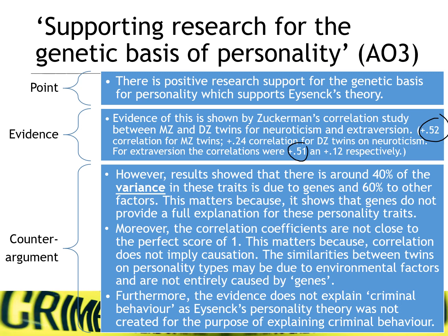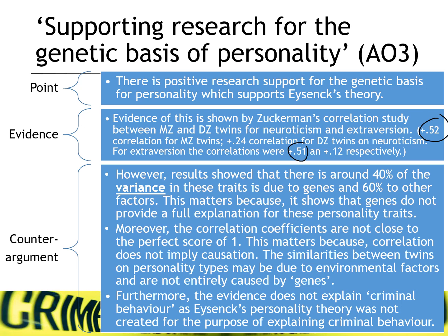And the third counter argument there is, furthermore, the evidence does not explain criminal behavior, as Eysenck's criminal personality theory was not created for the purposes of explaining criminal behavior. In fact, I've just said Eysenck's criminal personality theory, but it's actually Eysenck's personality theory. It's not a criminal personality theory. It was never intended to be used as a criminal personality theory.